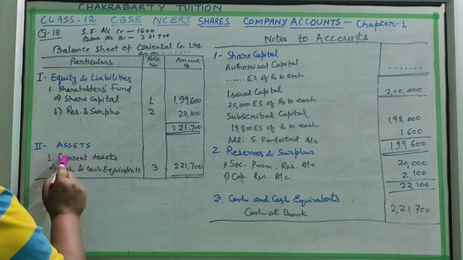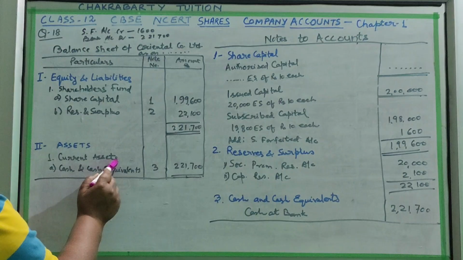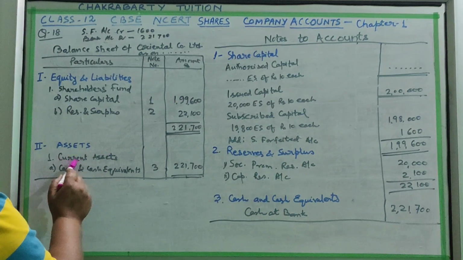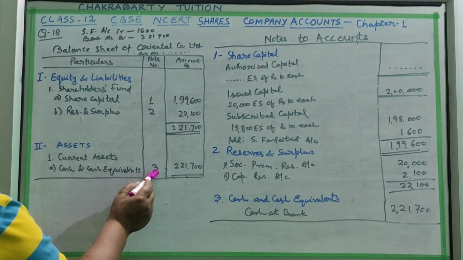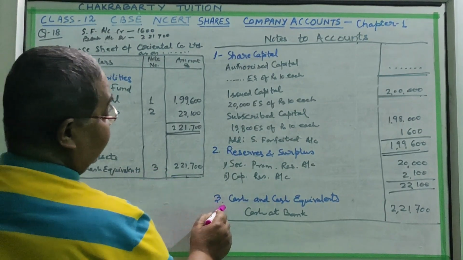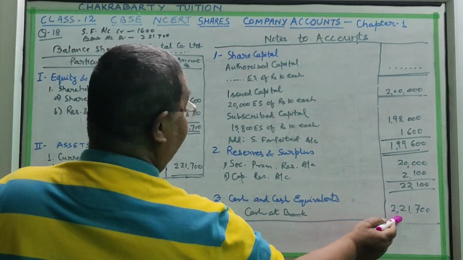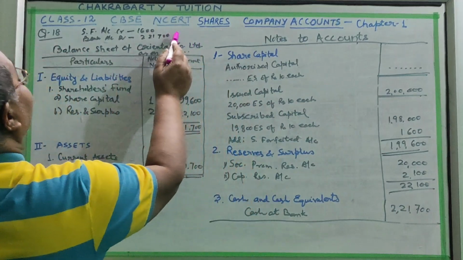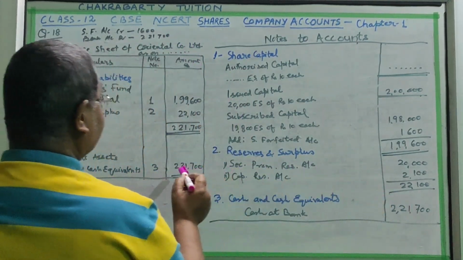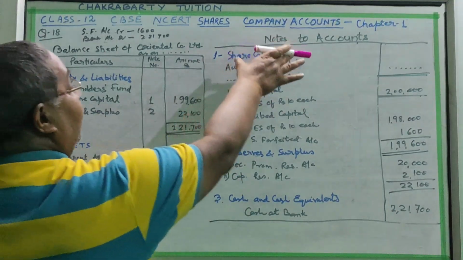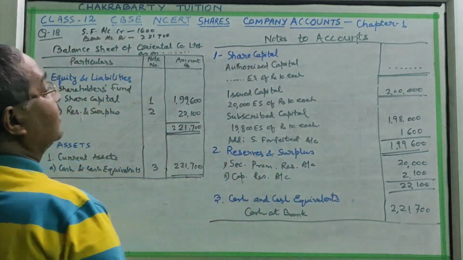Now the asset side, our asset is current assets. The first breakup is of current assets. In current assets, the first entry is cash and cash equivalents. Its note number is 3. So we have written 3 here, and we have written the bank balance amount. The bank balance we have calculated, that we have written here. So this is note number 3. Now we will discuss how the notes are prepared.